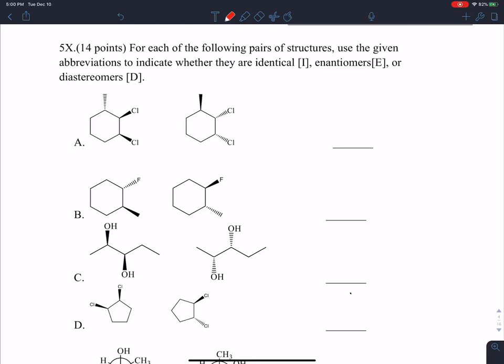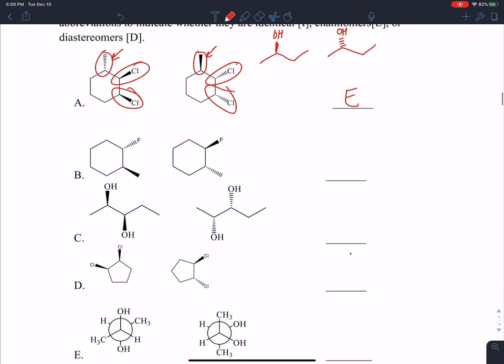We can see in the first question that every single spot is switching. This was dashed and then it went to wedged. This one was wedged and it went into dashed. This one is wedged and it went into dashed. The only time we see that is if you're enantiomers. Because what do enantiomers look like? If this was R, then this one was considered S if you flip one side. So if you switch on every single chiral carbon, then you're enantiomers. That's enantiomers.